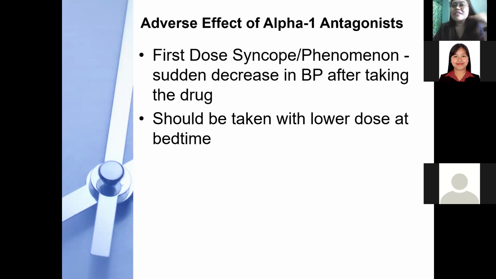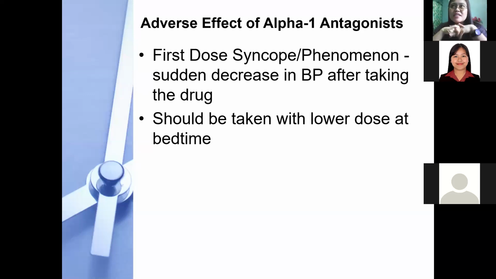Now, adverse effect of our alpha-1 antagonist. All drugs have adverse effects. The most important thing to remember there is the first dose syncope or phenomenon. That's really connected to the alpha-1 receptor. That is the adverse effect. First dose syncope or phenomenon.